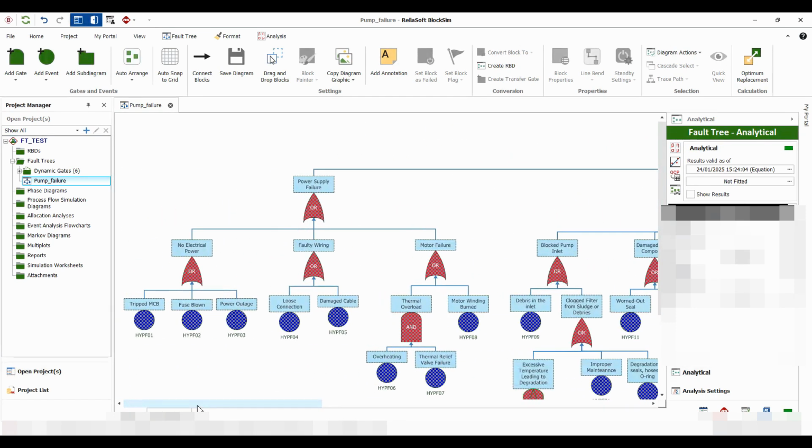In a previous video, we considered the power supply failure, which was given by three base events: no electrical power, faulty wiring, and motor failure. Now we decided to explore a little bit more, and we found the potential causes leading to no electrical power, or the causes leading to faulty wiring or to motor failure. And this is how we developed the various causes.